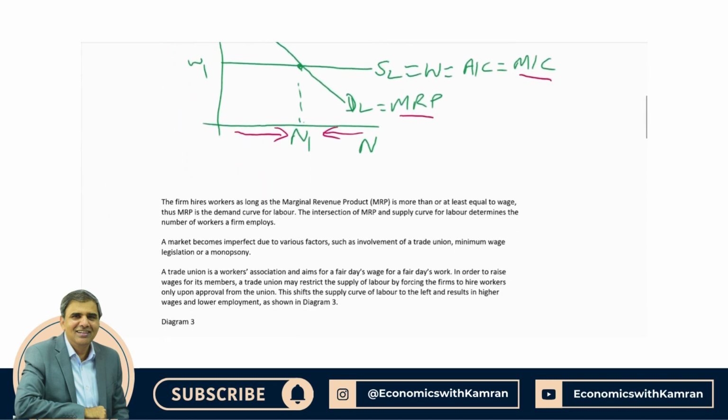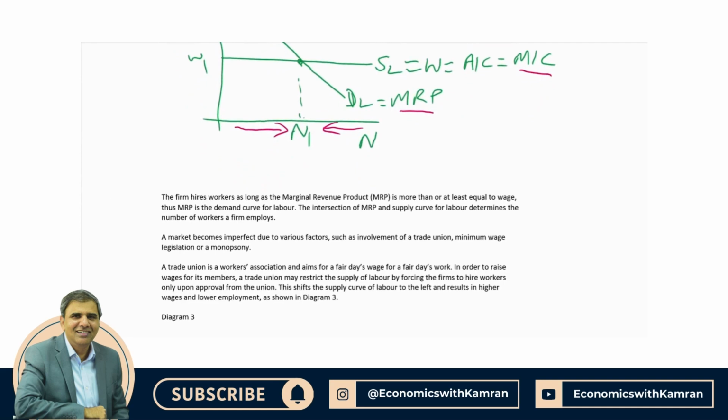So a firm hires workers as long as marginal revenue product is more than or at least equal to the wage rate. Wage is also MIC. In this case, a perfect competition, wage rate is equal to marginal input cost.